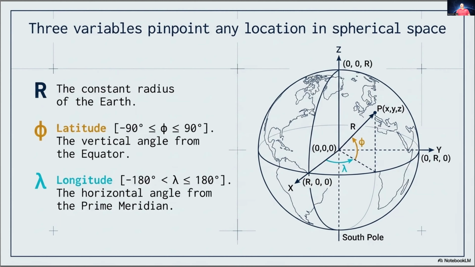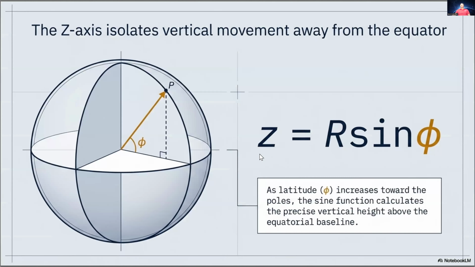So to understand the coordination of XYZ mathematically, we understand moving cosine circle and sine circle, and then we can get the coordination of the XYZ. Let's see. The z-axis isolates vertical movement away from the equator. Z equals r sine omega.